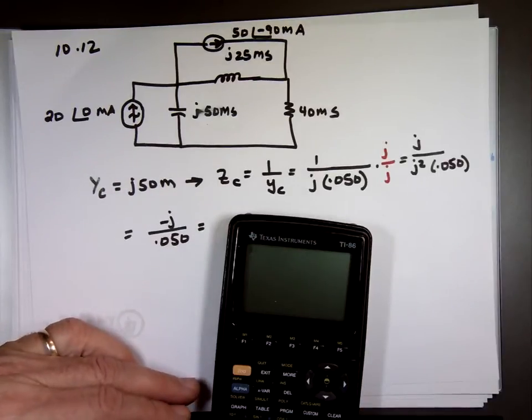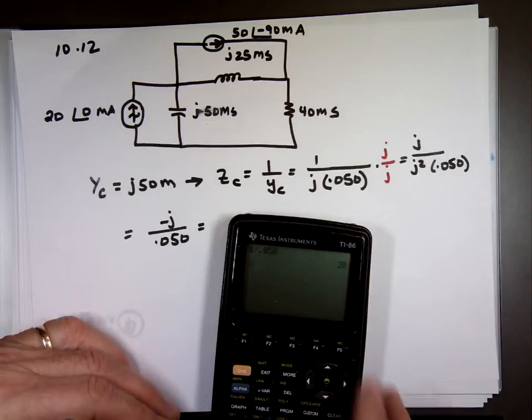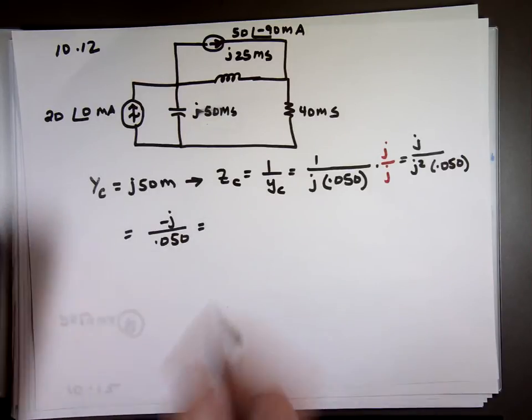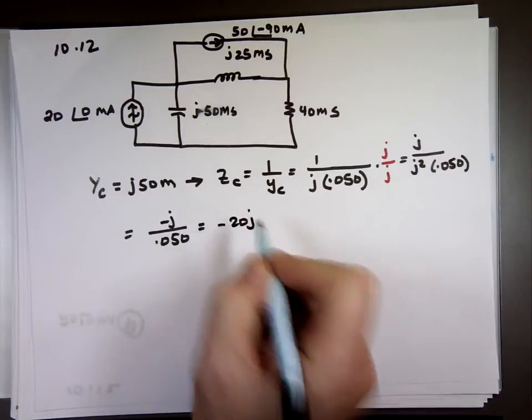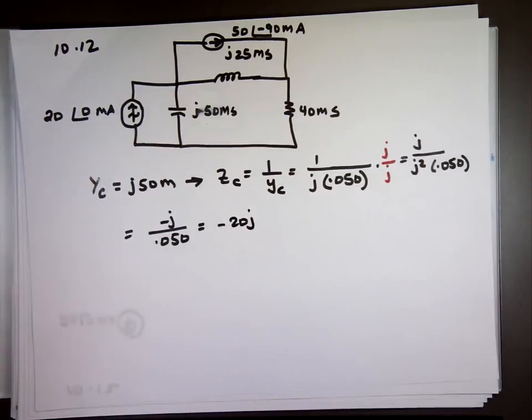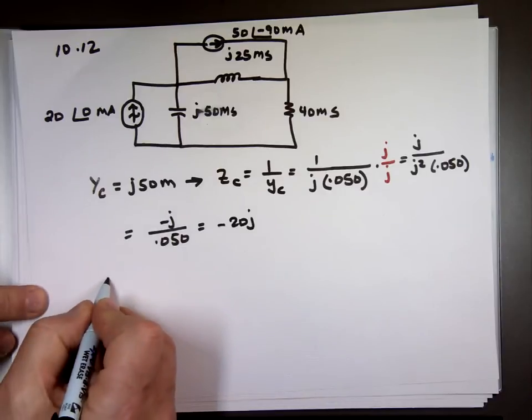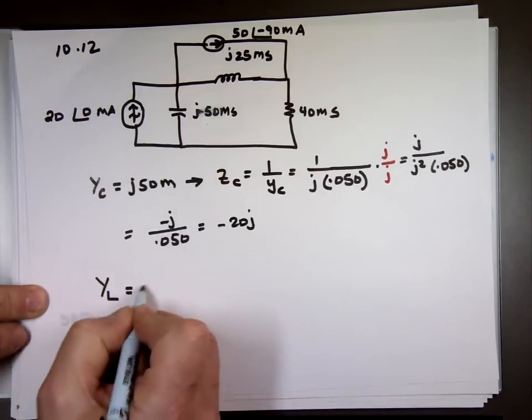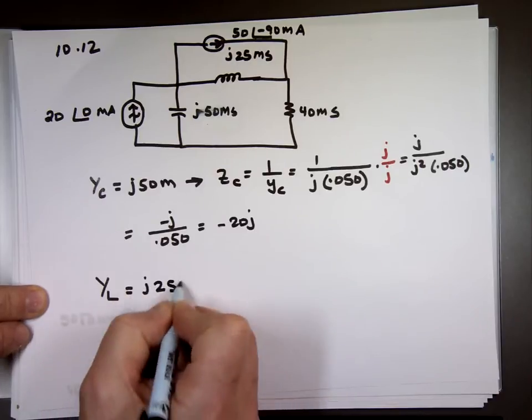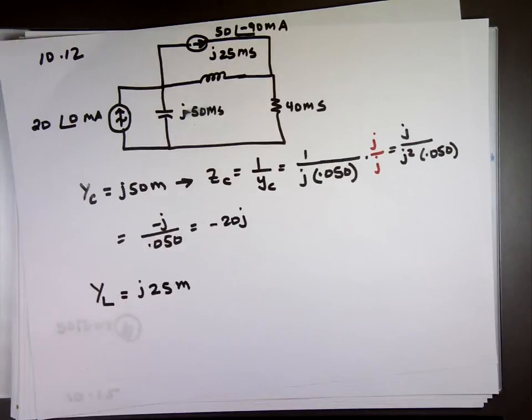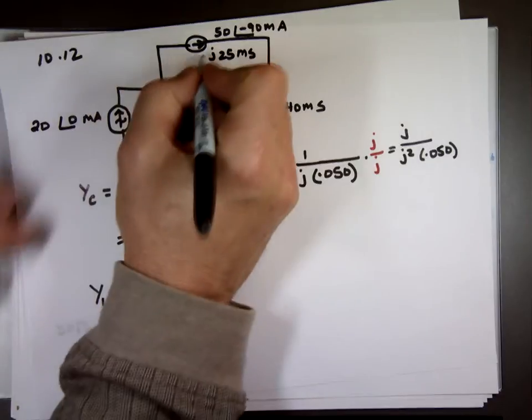1 divided by 0.050, that's negative 20j. Now, y for the inductor? J25 milli. That should be negative. That should be a negative 20, negative j. What did I write? Did I copy it wrong? Yeah, it's negative. Yep.